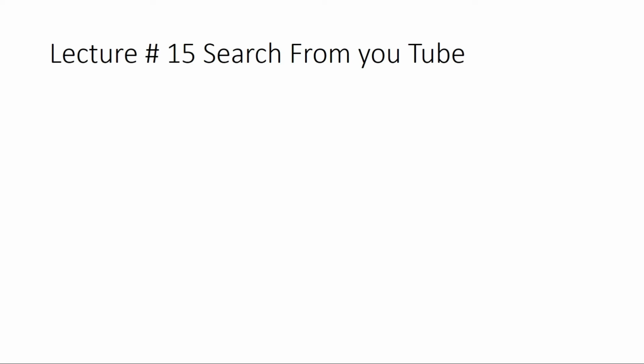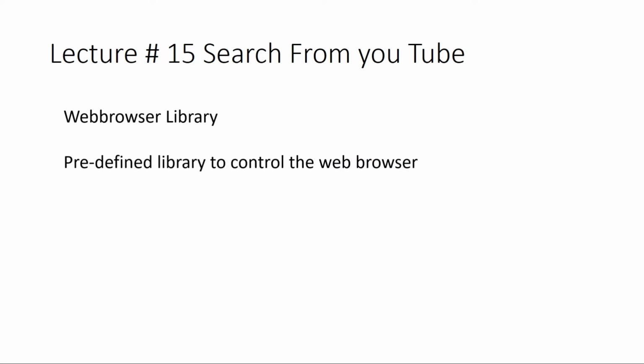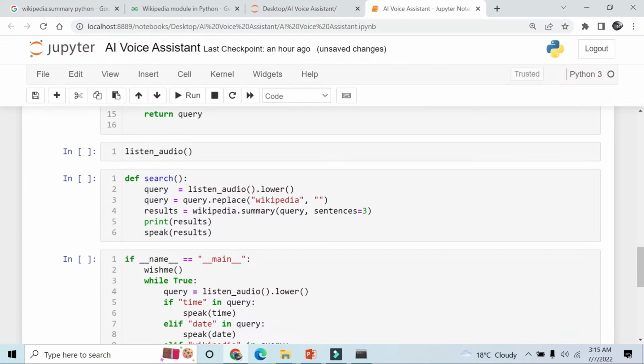In the previous video we learned how to add functionality in Java so you can search something from Wikipedia. Now we are adding new functionality to search something on YouTube. For that purpose, we are using the webbrowser library. It's an open source pre-built library in Python that is used to control the web browser. So let's create a function here.